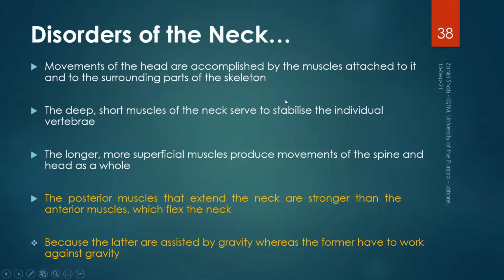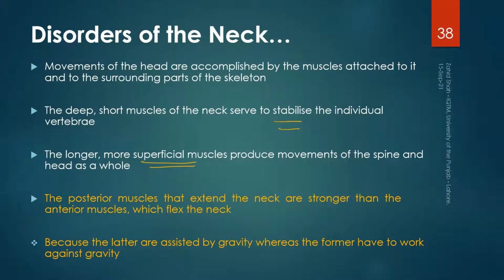The deep, short muscles of the neck serve to stabilize the individual vertebrae. The longer, more superficial muscles produce movements of the spine and head as a whole. Generally, the muscles are layer by layer, one above the other. The inner muscles generally stabilize the body part, and the exterior or superficial layer of muscle provides the force for the movement. The same is true here in the case of the cervical part of the body.